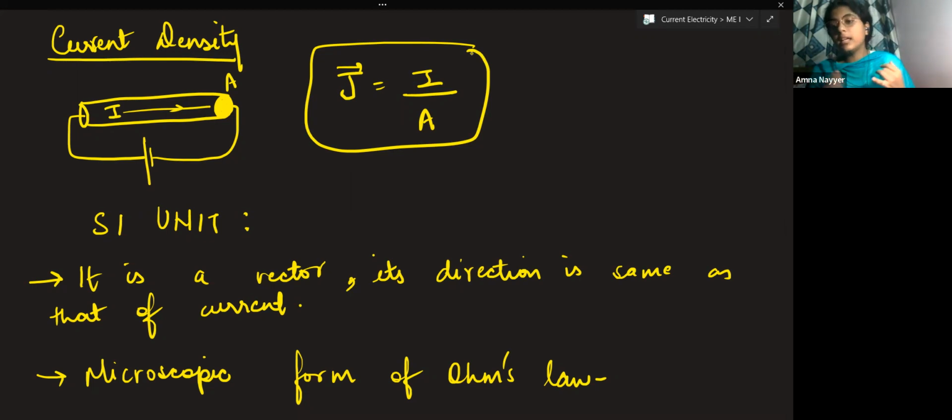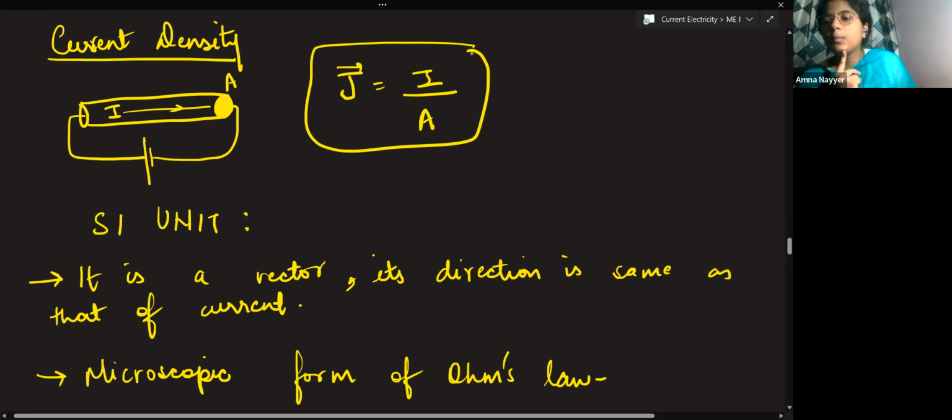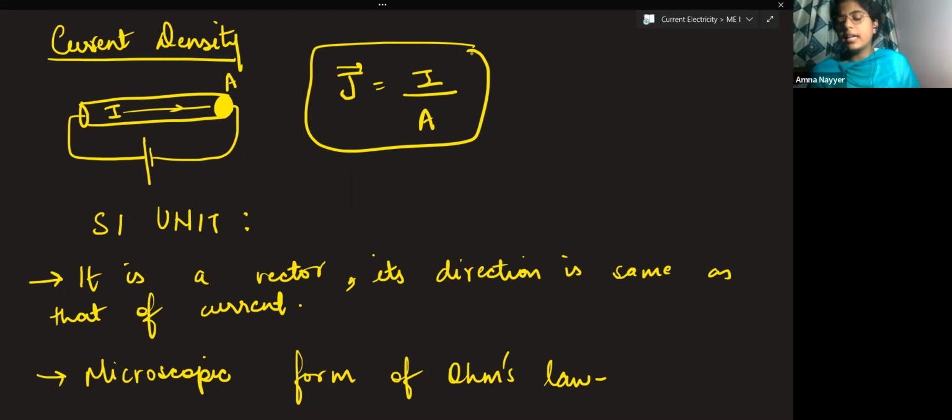Whenever something is categorized as a vector quantity, we have to keep in mind its direction as well as its magnitude. The magnitude can be easily calculated with the formula J equals I by A. For the direction, take the same direction as the current. Current density is actually current only. It's the amount of current flowing through 1 meter square of the cross section, and we call it the current density.